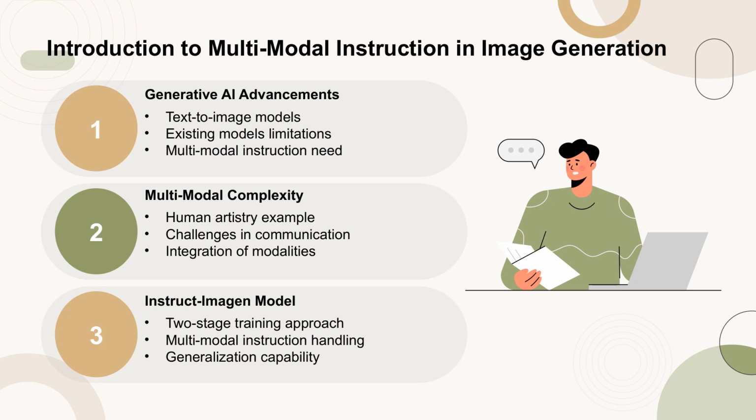Unlike language generation, image generation inherently involves multiple modalities, as seen in human artistry where various elements like sketches, styles, and subjects are integrated. To address these complexities, the authors introduce multimodal instruction in image generation, which integrates information from different modalities to describe the objective of generating customized images. They then develop Instruct-Imagen, a model employing a 2-stage training approach to enhance the model's ability to process multimodal instructions and faithfully follow user intents.